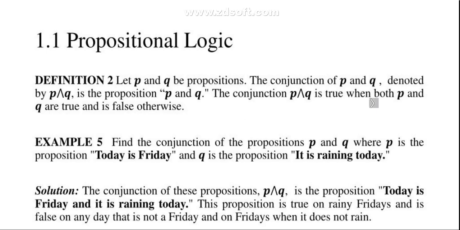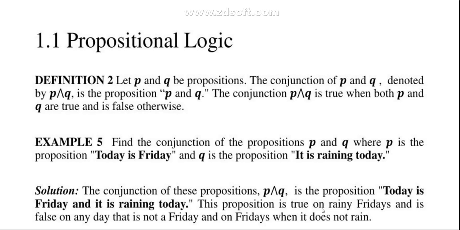Now come to example number 5. Find the conjunction of the propositions P and Q, where P is equal to today is Friday, and Q is equal to it is raining today. Now you are going to make a conjunction. Conjunction means combining two sentences. So how can you combine the two sentences? In the solution you can say the conjunction of these propositions, P conjunction Q, is the proposition: today is Friday and it is raining today. It's up to you how you make a conjunction between P and Q. You can make it like a sentence, just like logic in English.